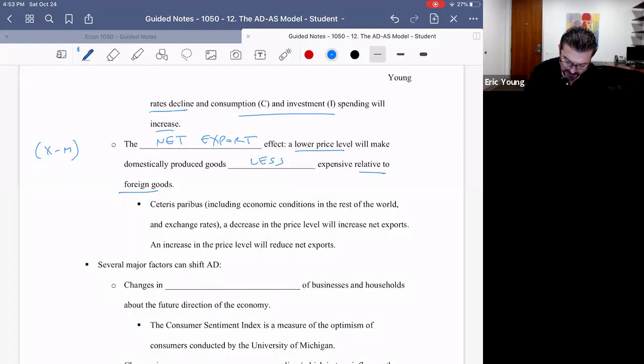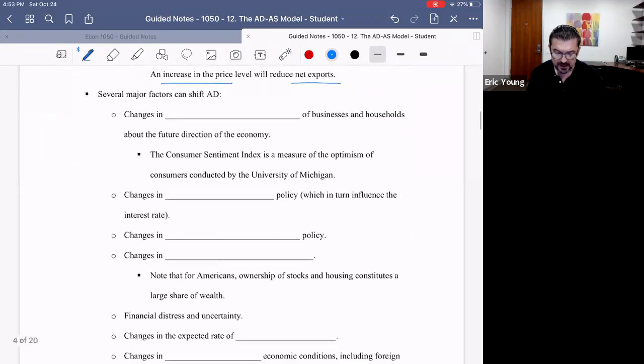And therefore, the relationship says that, again, ceteris paribus, any decrease in the price level will increase net exports, and any increase in the price level will reduce them. And as you know from our formula, that will trickle through into real GDP, okay? So we know that the AD curve is downward sloping. We know there's three reasons. Now let's talk through shifts.